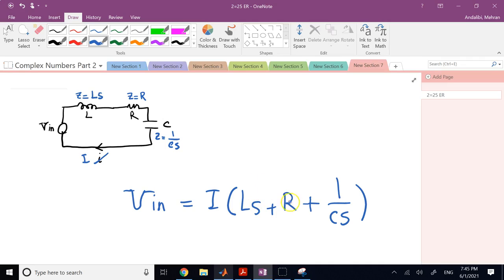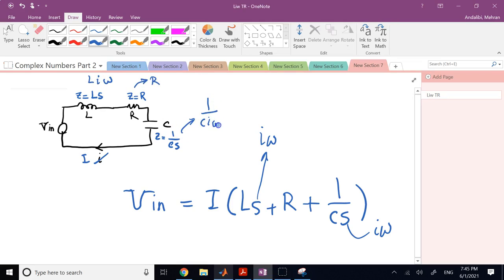Okay, so when we then do the frequency response of the system, wherever you see S, we replace it with I times omega, where I is the complex I and omega is the frequency of the input. So then you can say that the impedance of the inductor is L times I omega. For R it is simply R, and for the capacitor it is 1 over C I omega.